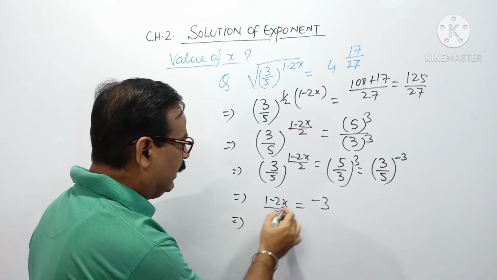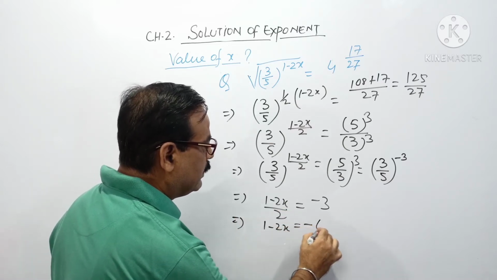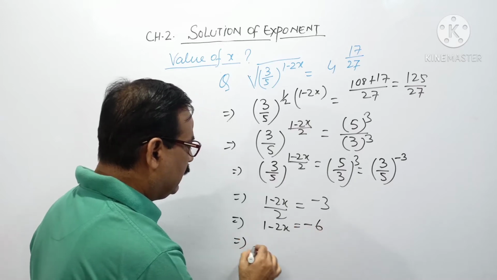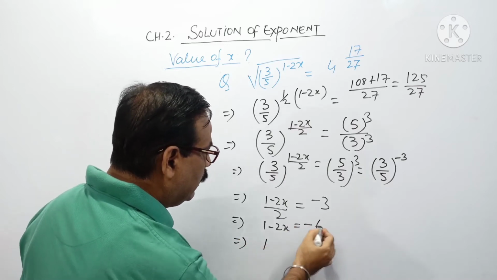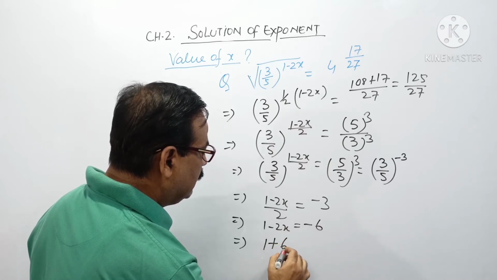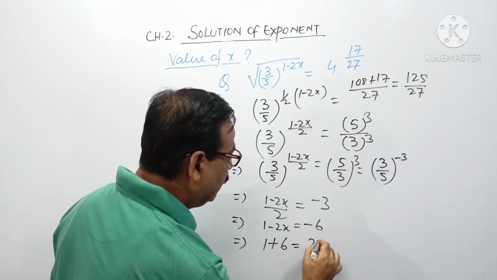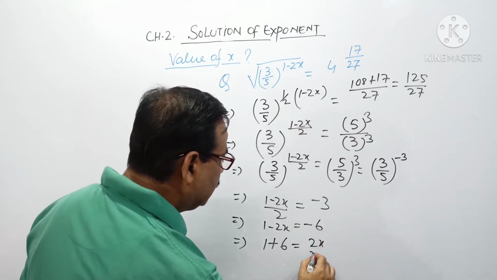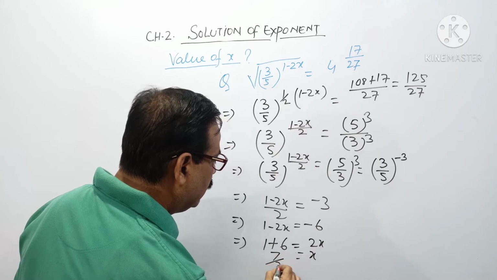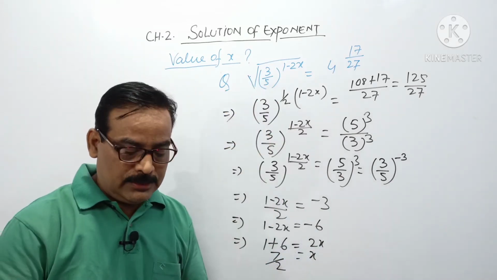And from here we can solve this question. 1 minus 2x is equal to minus 6. In the next step, 1 is moved to the right side, so we write 6, and minus 2x is moved to the right side, so we write 2x. So x is equal to 7 by 2. This is the value of x for this question.